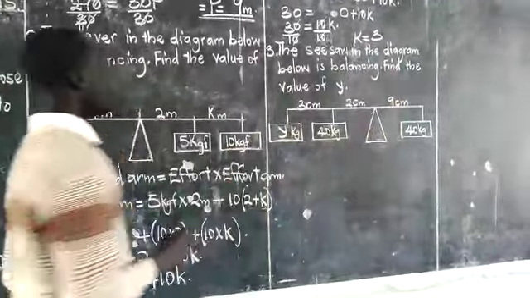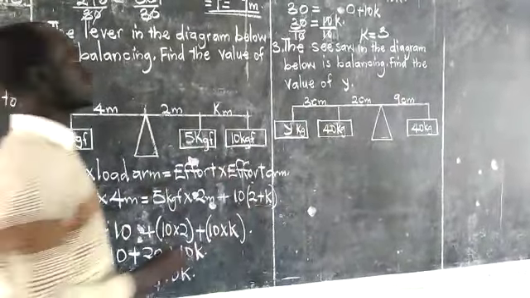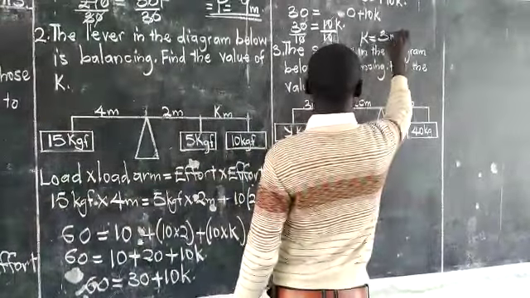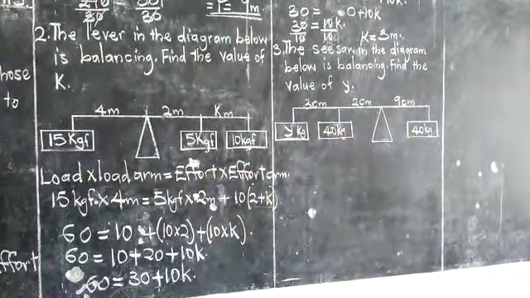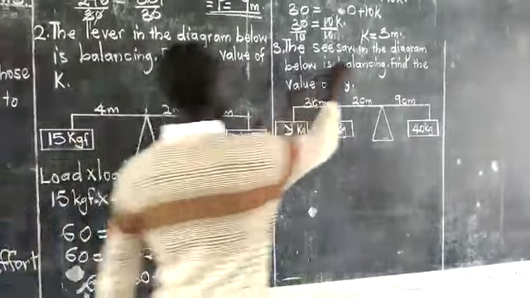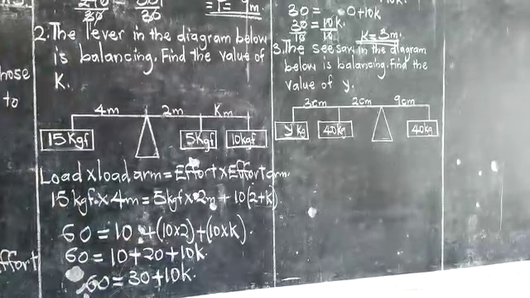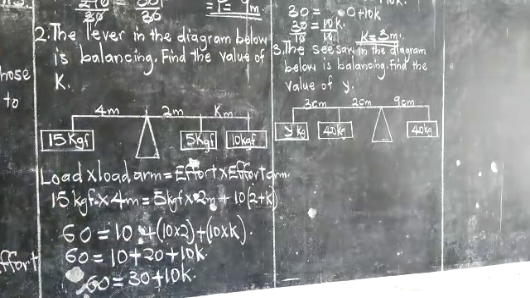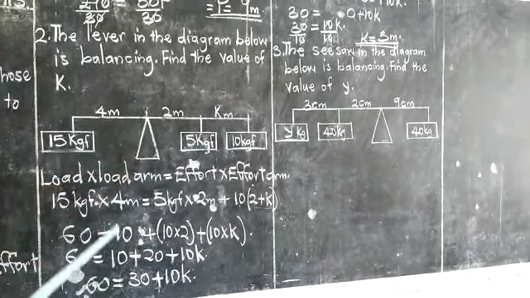And therefore, since that is the distance, it should be in meters, not in kilograms. Therefore, k value is 3 meters. That is the value for k, which gives you the effort arm for the 10 kilograms force.